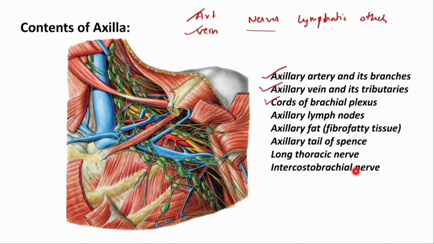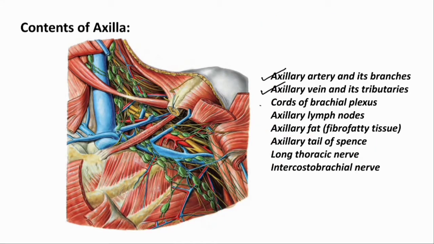The nerves include the cords of brachial plexus, long thoracic nerve, and the intercostobrachial nerve. Coming to the lymphatics of axilla, it is formed by axillary lymph nodes, whereas other structures include the axillary fat, which forms the bulk of the axilla, and also the axillary tail of Spence, which is the tail of breast that pierces the deep fascia and enters the axilla. There are separate video sessions for axillary artery, axillary vein, and the brachial plexus. In this session, I will deal clearly with the axillary lymph nodes.